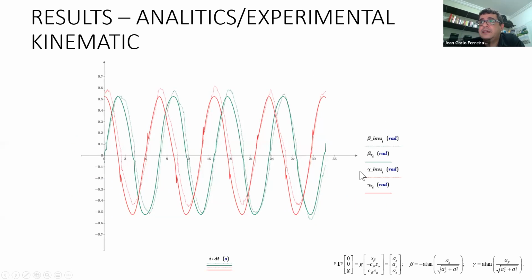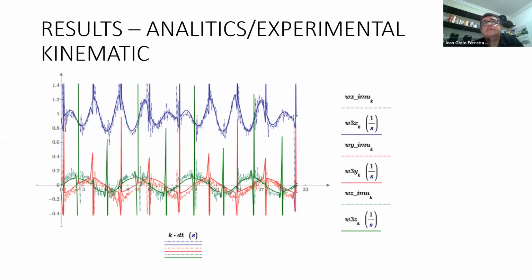I obtained the beta and the gamma angles, in dotted line, from the IMU, and I calculate the angle. The continuous line is beta and gamma from the analytical results, and we can see the difference. From IMU 2, it's possible to obtain the angular velocity of body 3. The dotted line is my experimental result, and the continuous line is my analytical result.